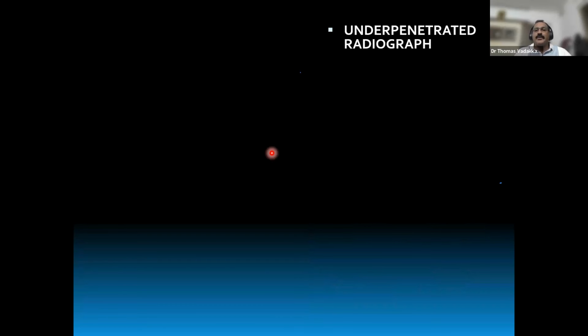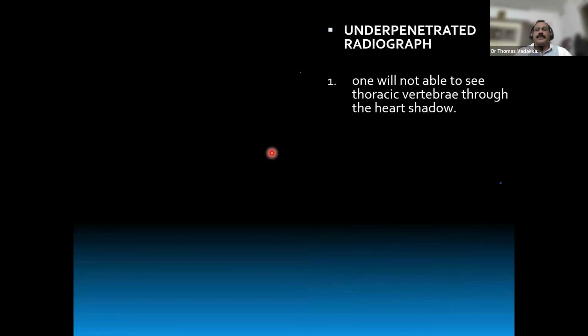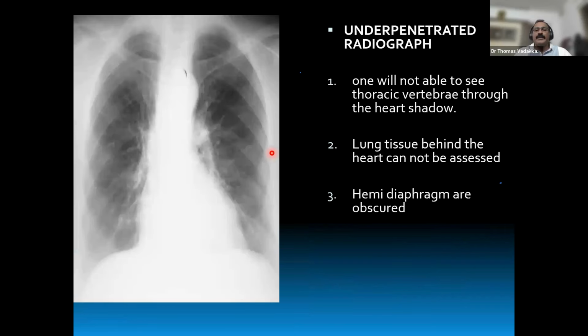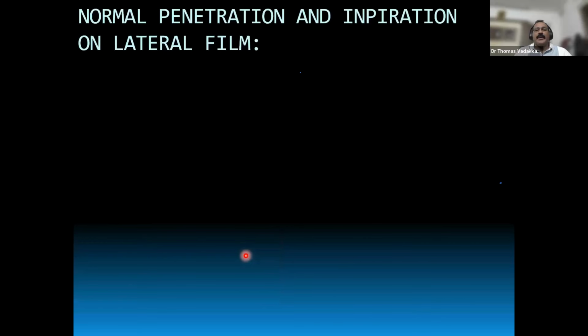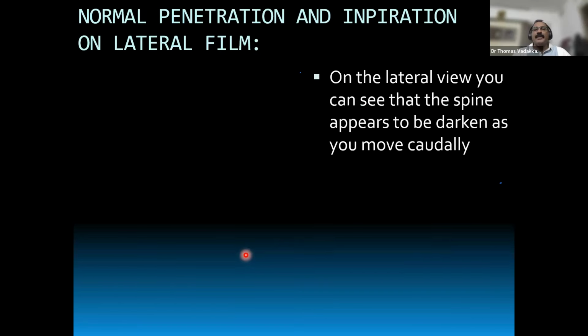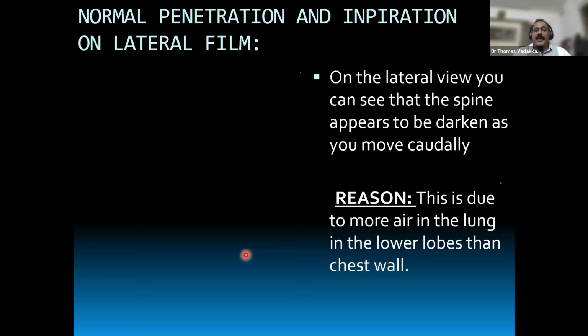Similarly, an under penetrated X-ray is also problematic in the sense you will not be able to assess whether there is a real shadow or not. You will get hazy lung fields everywhere, and you can see the costophrenic angle is not clear. So you may think that there is something in the lower zone, but when you repeat the X-ray in the normal penetration, everything will disappear. So this is very important. Normal penetration and inspiration. The lateral view is very much underutilized.